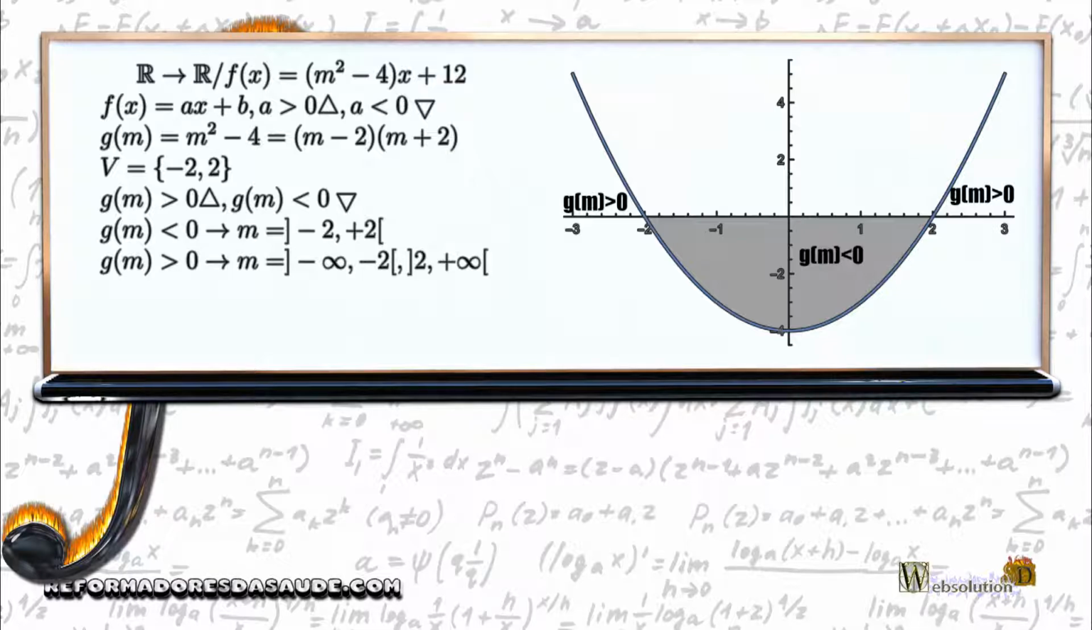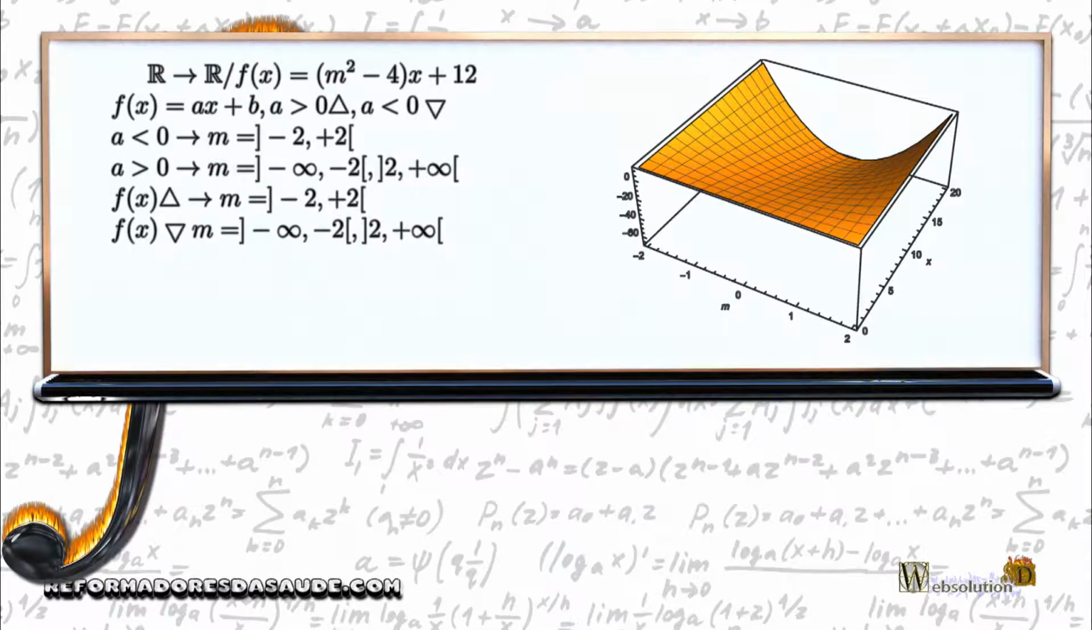Note that when m is equal to minus 2 and 2, even if x increases in value the equation has negative values and the function is decreasing. See the image. In the graph we can see that in the interval between minus 2 and 2, clearly the function is decreasing.